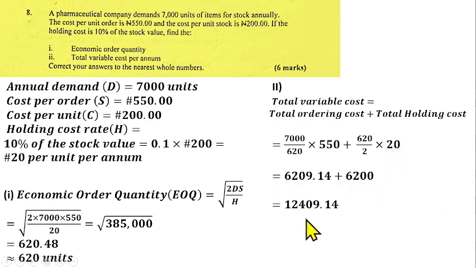Then if you simplify further, that should give us 12,409.14, which is approximately 12,409 to the nearest whole number.